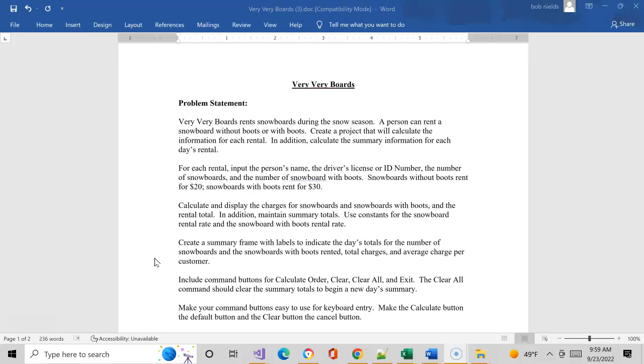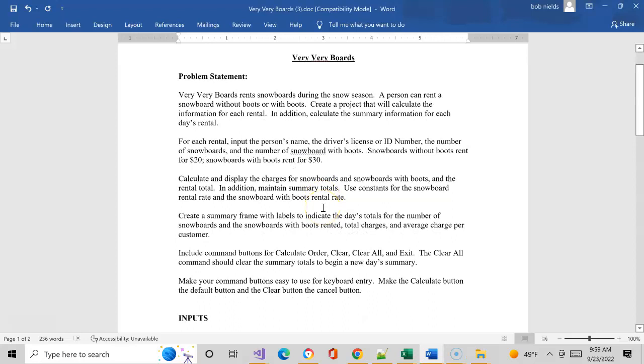And so, with that said, what this problem is asking you is exactly that. A store rents snowboards during the snow season. A person can rent a snowboard without boots or with boots. Create a project that will calculate the information for each rental. In addition, calculate the summary information for each day's rental. For each rental, input the person's name, the driver's license or ID number, the number of snowboards, and the number of snowboards with boots. Snowboards without boots rent for $20, and snowboards with boots rent for $30.